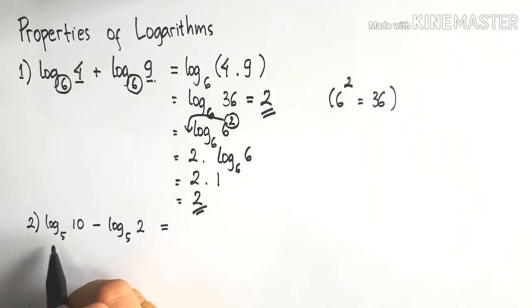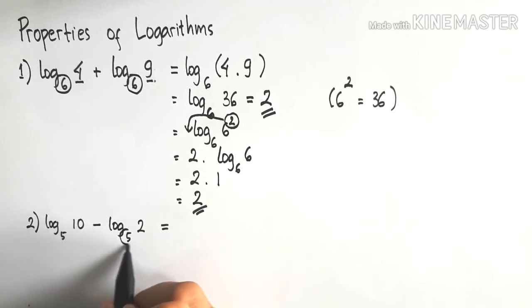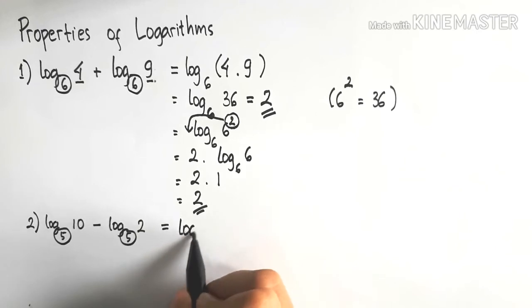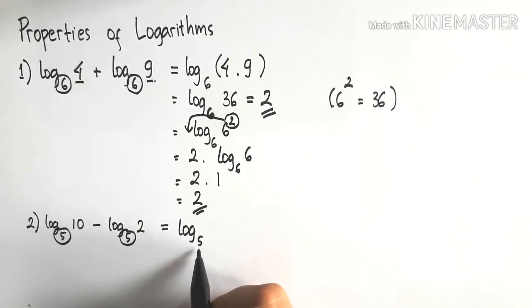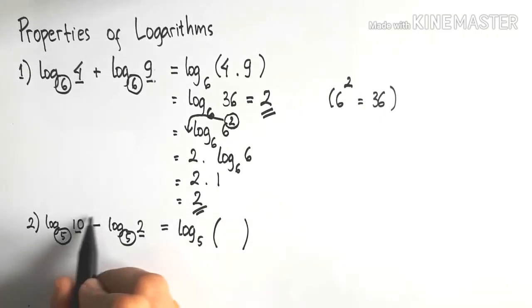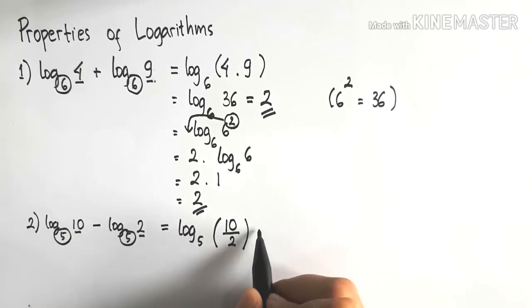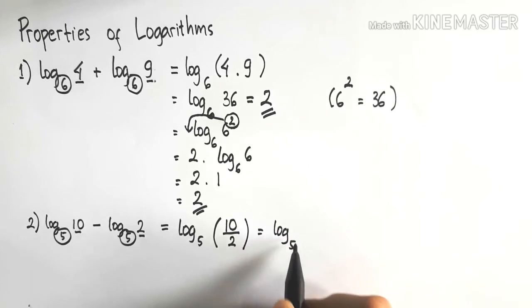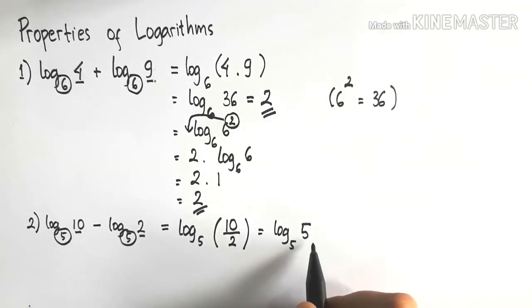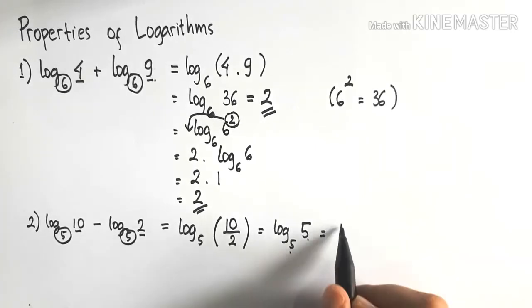Next question, log base 5 of 10 minus log base 5 of 2. Okay, check the base. It is the same. Now we can combine it. Log base 5 of the arguments 10 and 2, because it is minus, we can divide 10 over 2. Log base 5 of 10 over 2 is log base 5 of 5. Because base and argument are the same, the answer is 1.